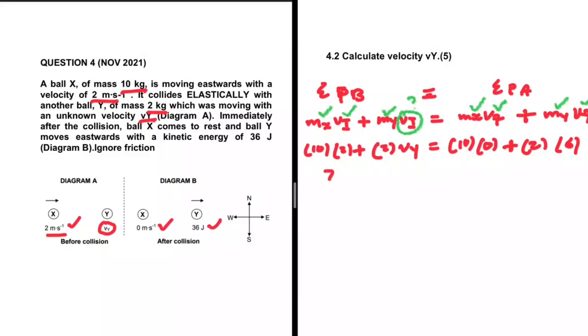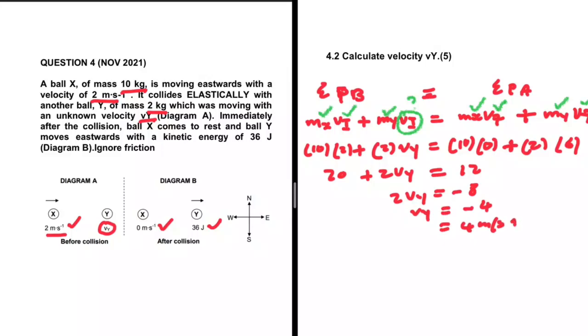So 10 multiplied by 2, that is 20. So we have 20 plus 2 vy being equals to 10 multiplied by 0, it's 0. 2 multiplied by 6, that is 12. So we're gonna have 2 vy being equals to 12 minus 20, that is minus 8. So vy is equals to minus 4, which is just 4 meters per second to the west.